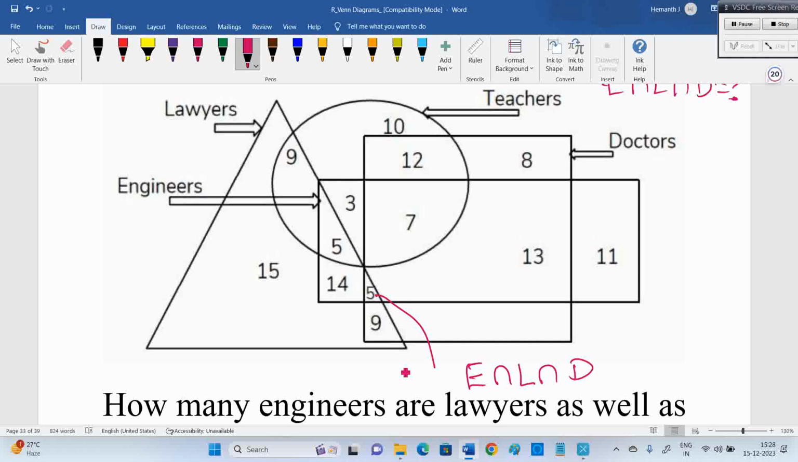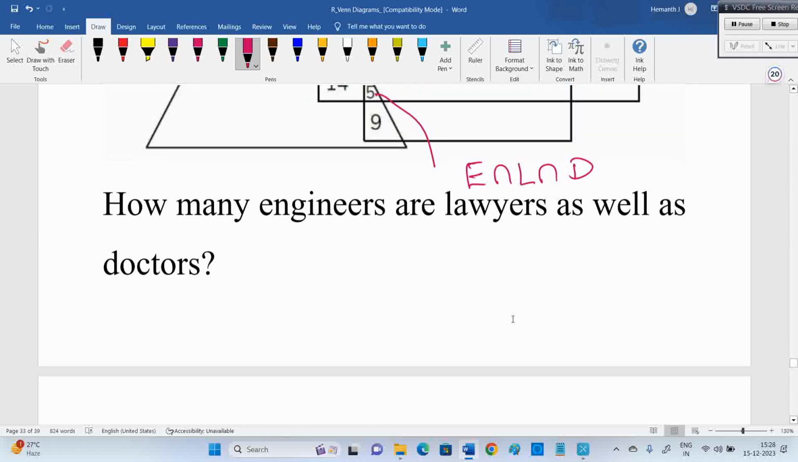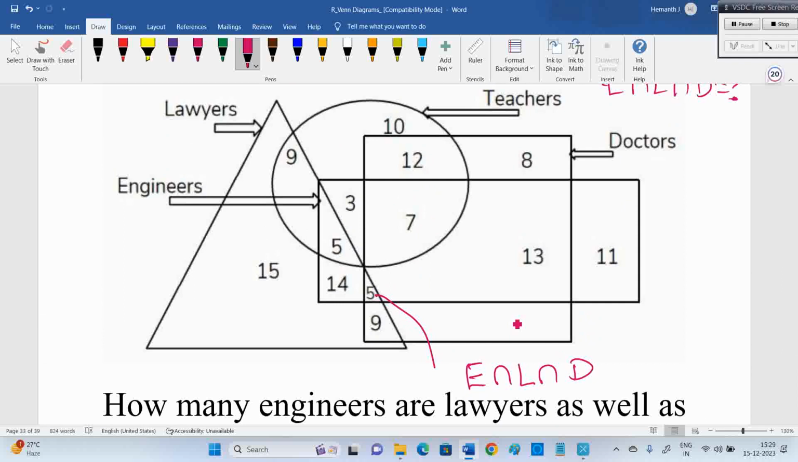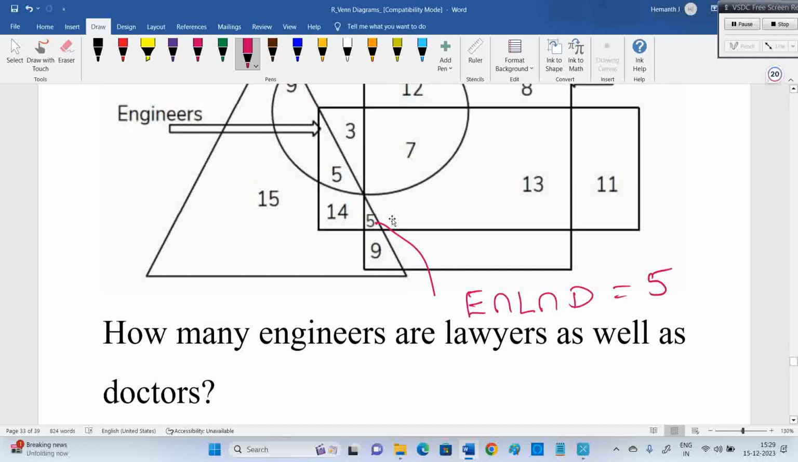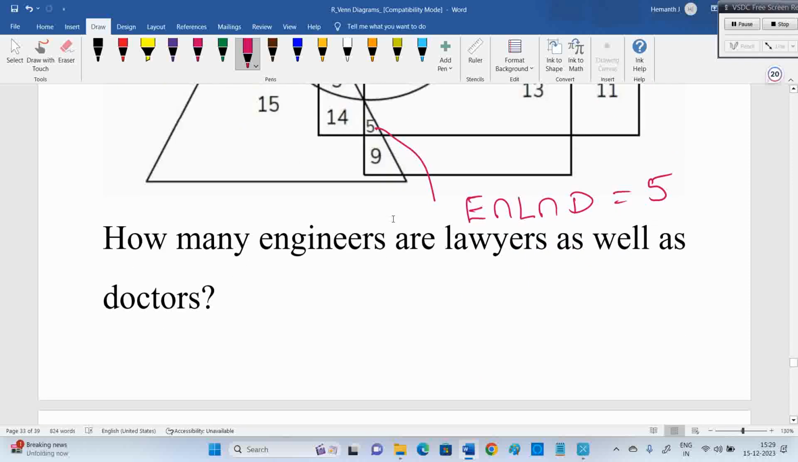But in this 9, what is missing? Engineers are missing, right? And what is missing in this 14? Why not 14? Doctor is not there. Because you can see the options, they gave 14, they gave 9, they gave 7 as well. What about this 7? Why not this 7? Lawyers are missing. So engineers are lawyers as well as doctors means indirectly they're asking all the three intersection. So that's nothing but equal to 5. In TCS company, they're asking two questions from Venn diagrams like this. They'll give a diagram and they'll ask two questions.